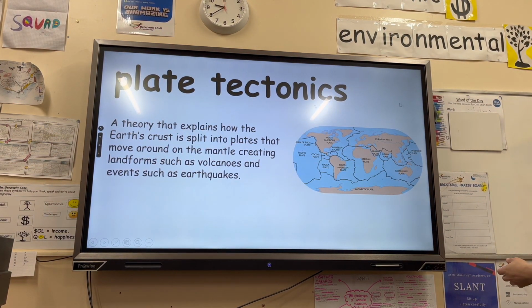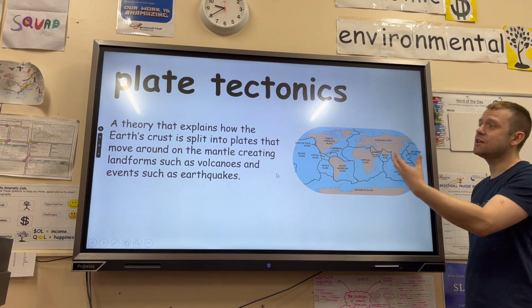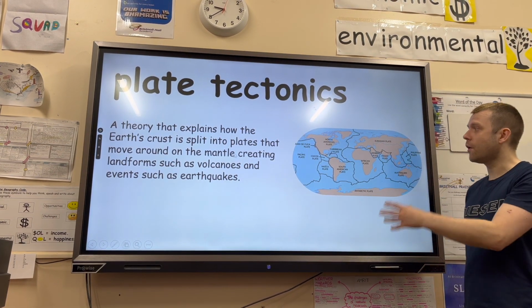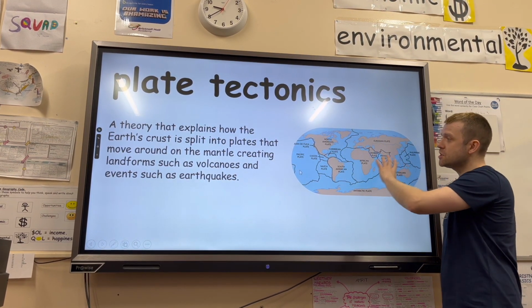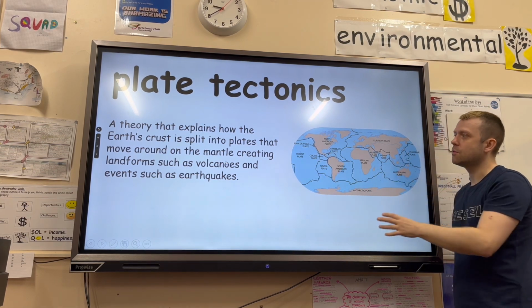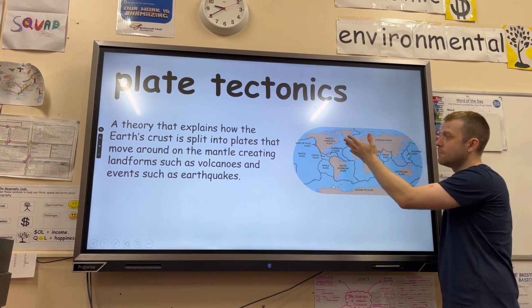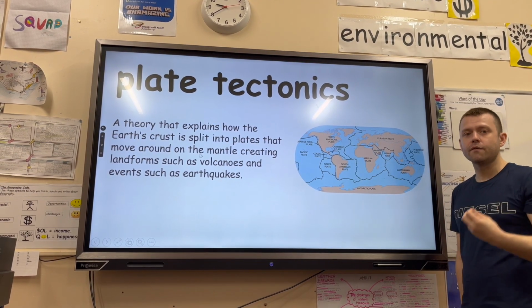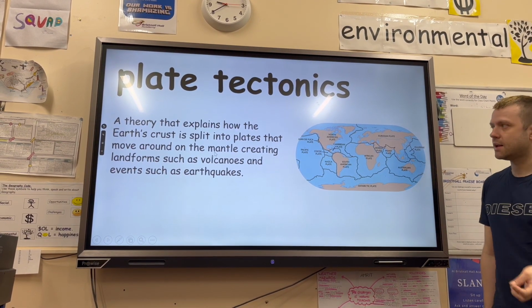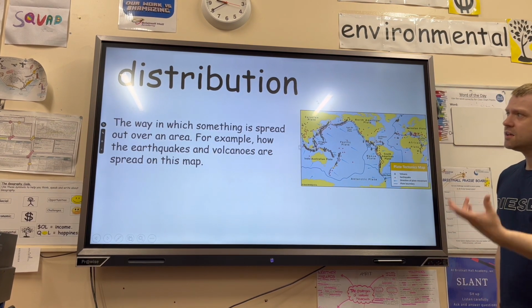Now, plate tectonics is actually the theory that was devised that says the Earth is split up like a jigsaw into a lot of tectonic plates. And where these plates meet at the margin is where most of the tectonic events and landforms are found.